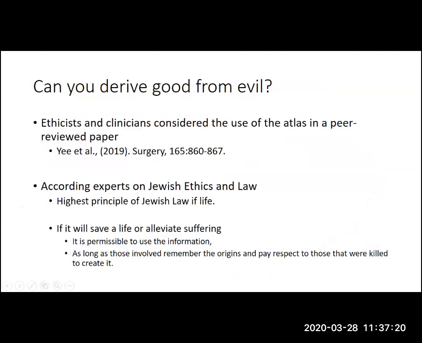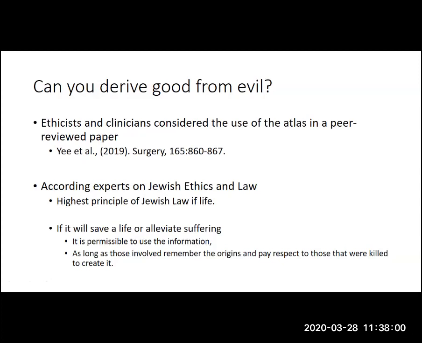So the question then becomes, we've got this incredible resource that's available to us, but should we be using it? Should we use this resource that was created in very unethical ways in surgery today? And so Dr. McKinnon and others in her surgical group reached out to a variety of clinicians and ethicists to really consider whether or not it's appropriate to use Pernkopf's atlas in a surgical setting. And they published a peer-reviewed paper on this in the journal Surgery in 2019.